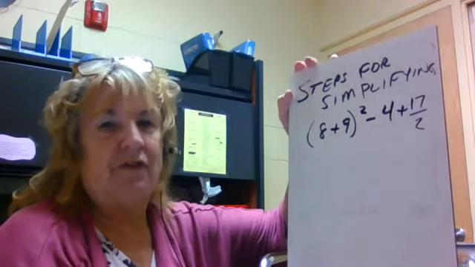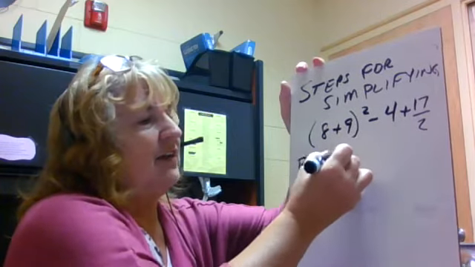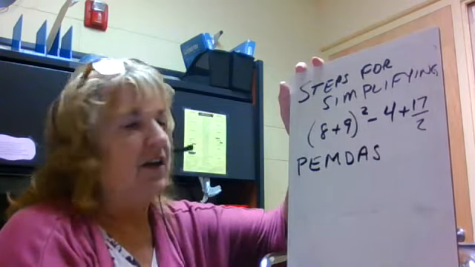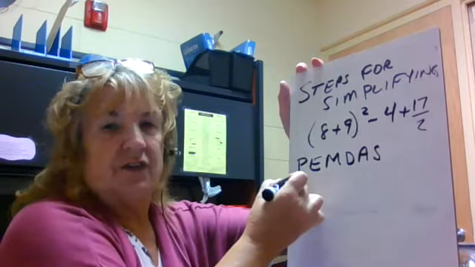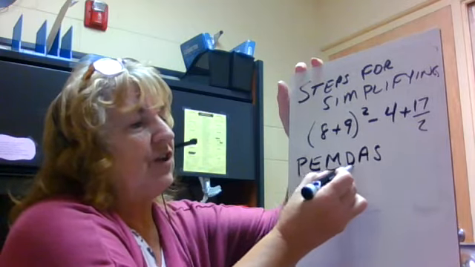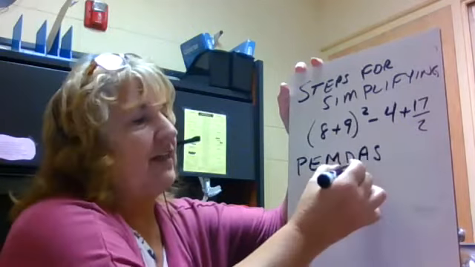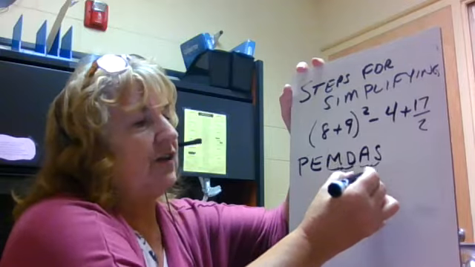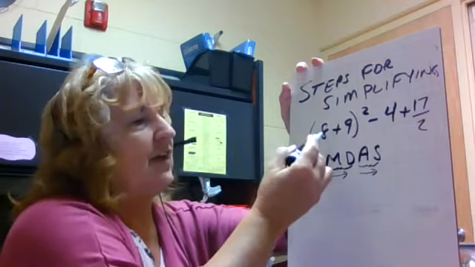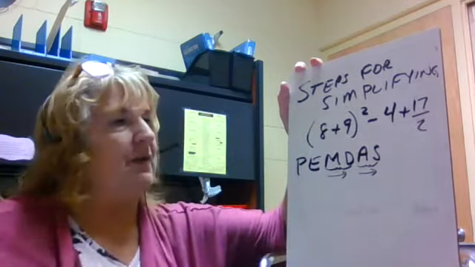The thing to remember for steps for simplifying is, please excuse my dear Aunt Sally. That's the key. You do the parentheses first, then you do exponents, then you do multiplication or division from left to right, and then you do addition or subtraction from left to right. So in this case here, 8 plus 9 is 17, and I should not have used really big numbers.